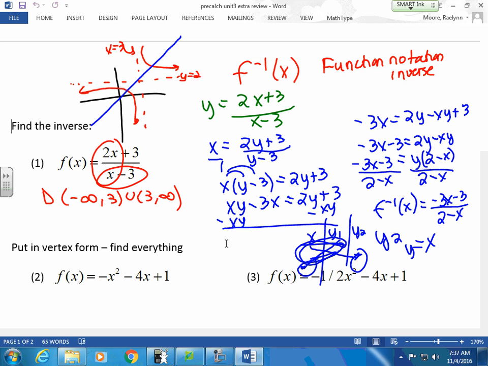Good. Any questions? Yeah, this was a weird looking one, but you still do the same rule. The rule doesn't change. Interchange your x and y, solve for y. When you have a whole lot of those things there, you're going to group them together, you're going to factor it out.